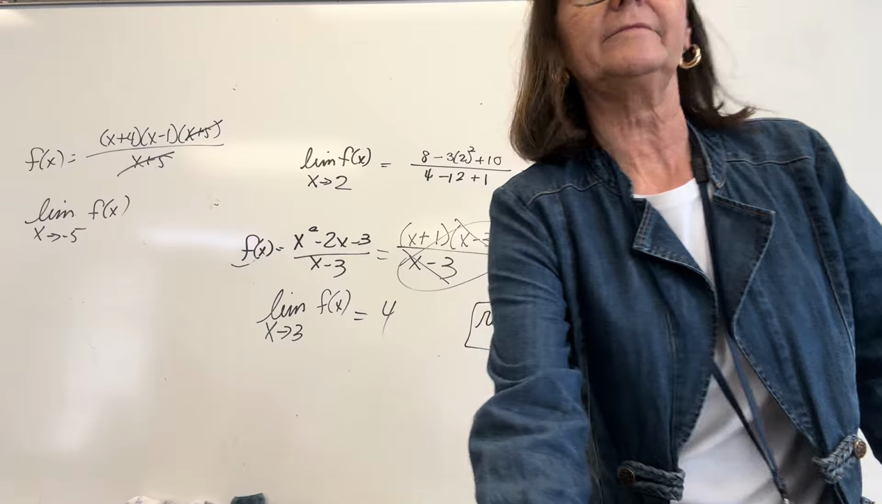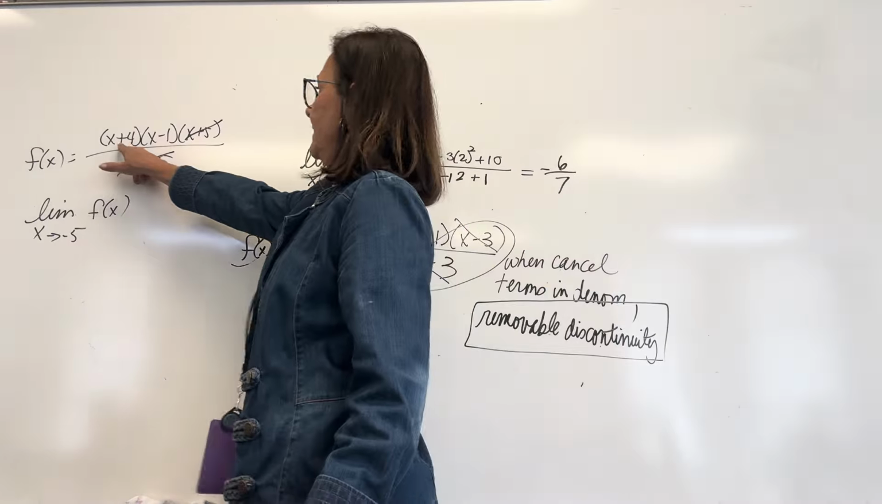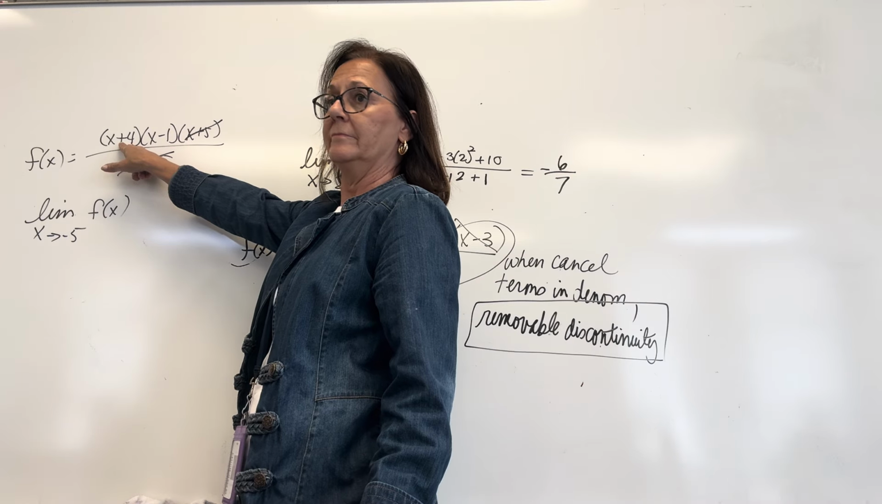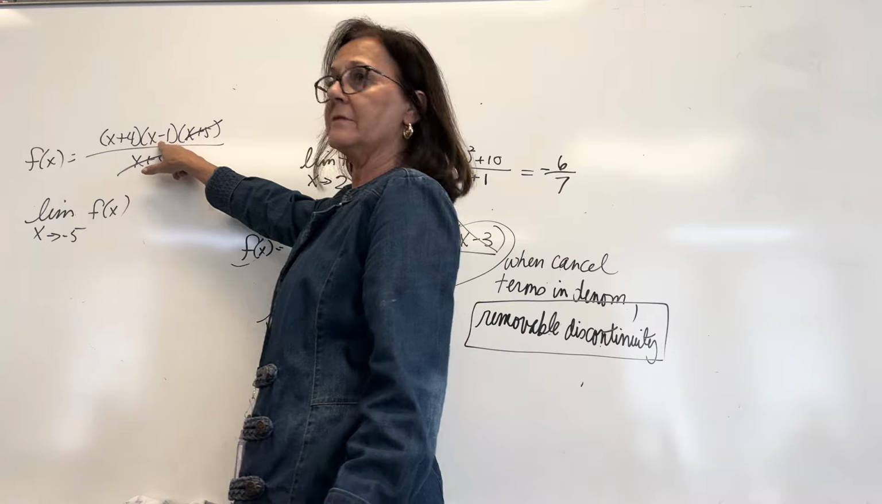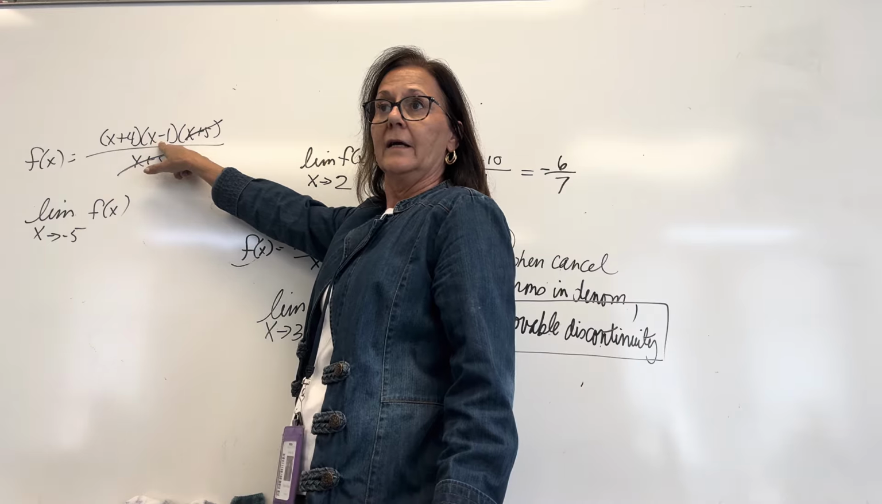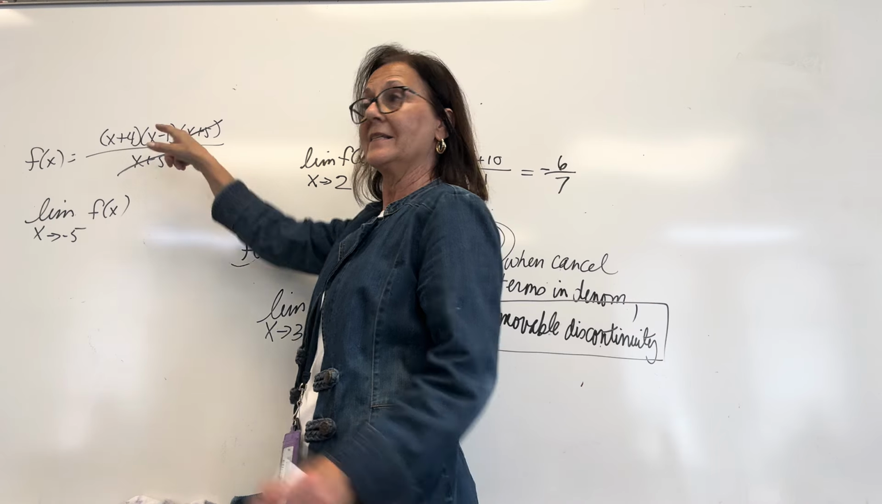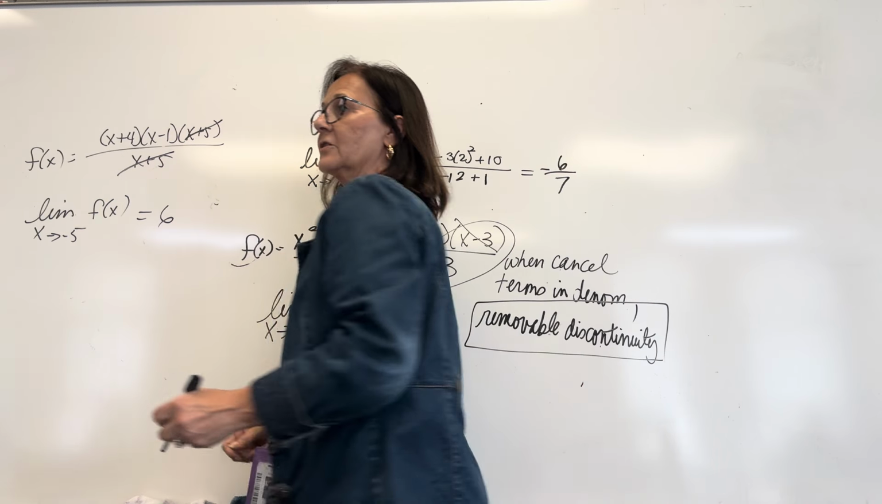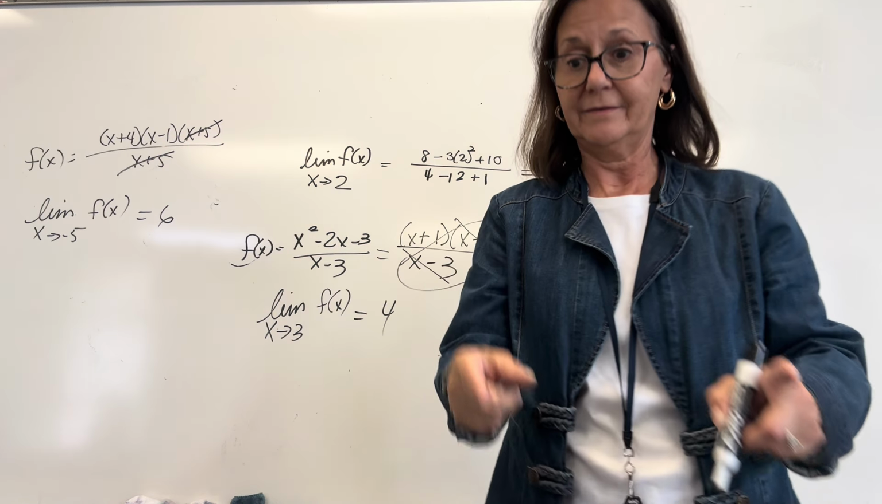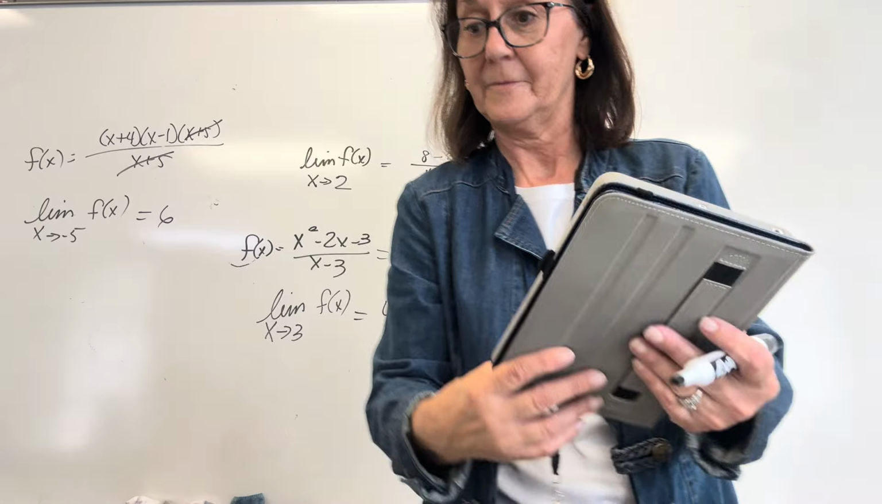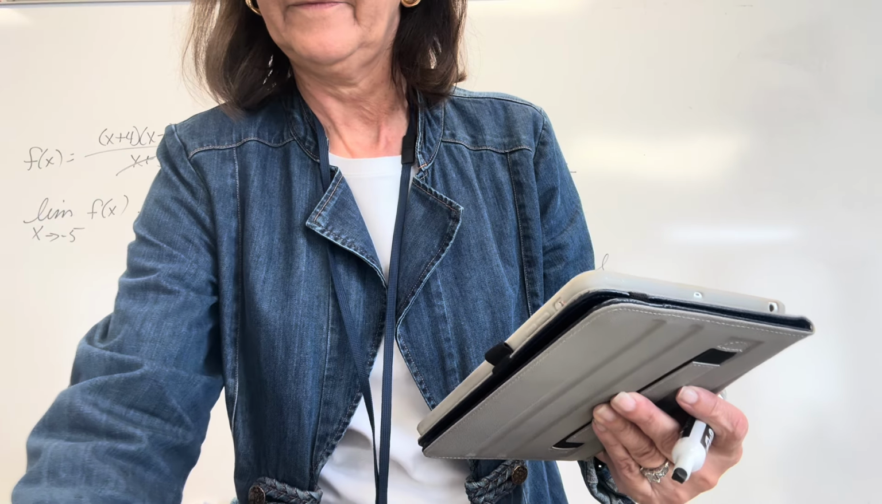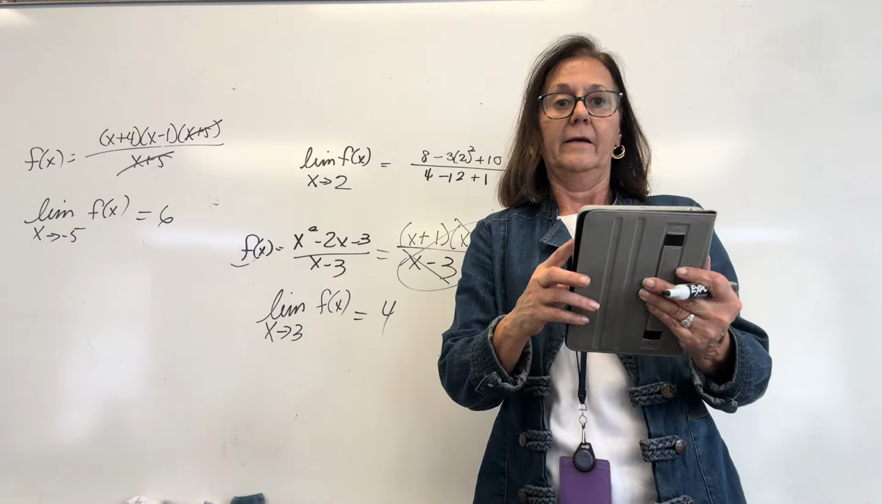You just plug in -5 to the top. Okay, -5 makes this term -1 times -1 times -6 is 6. That's the limit because we have a removable discontinuity. Got it? Okay.